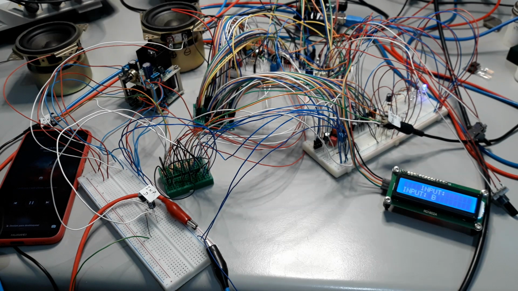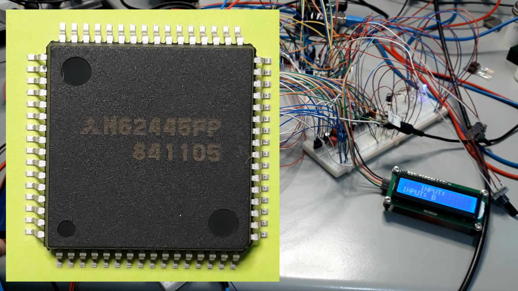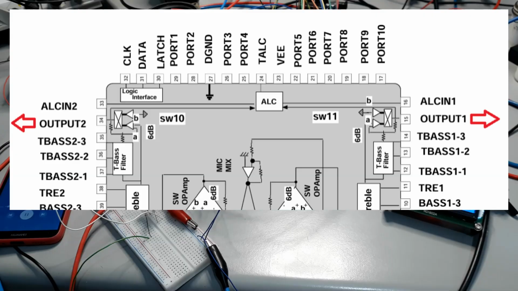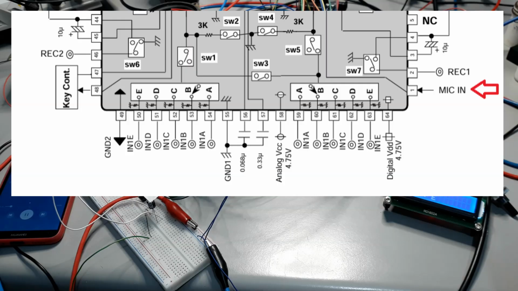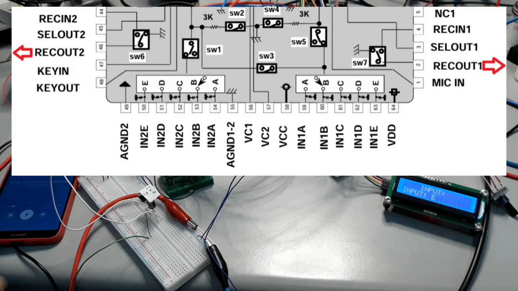In this video we are going to look at the M62445, which is a digital sound controller with dynamic bass boost. This integrated circuit supports 5 audio inputs and 1 audio output. The controls for treble, bass, gain and volume all act directly on the output signal. The device also includes a microphone input with predefined modes for karaoke operation, and it provides a dedicated recording output.